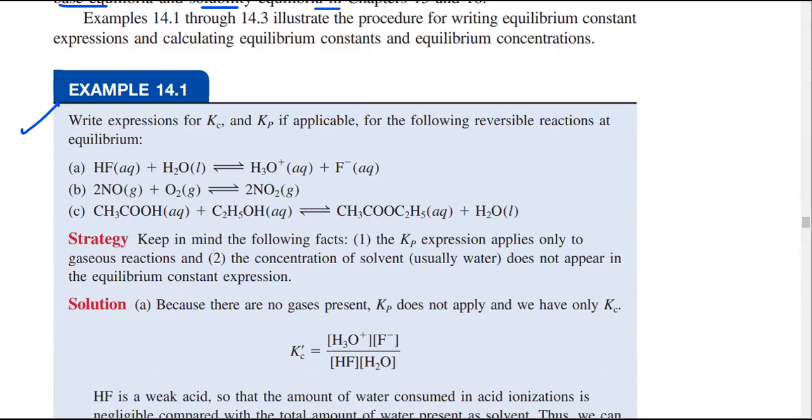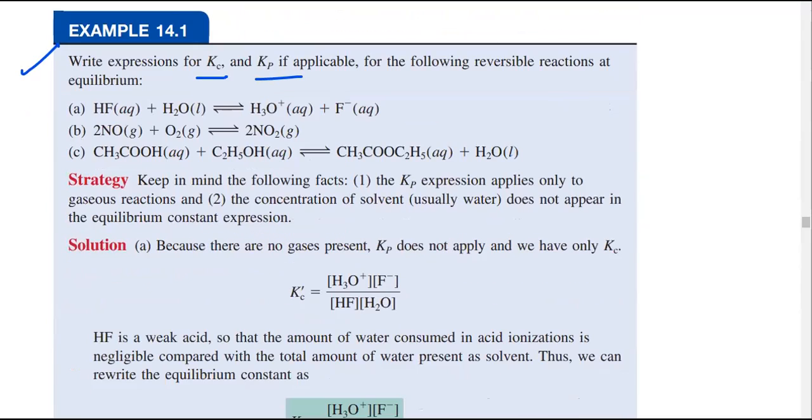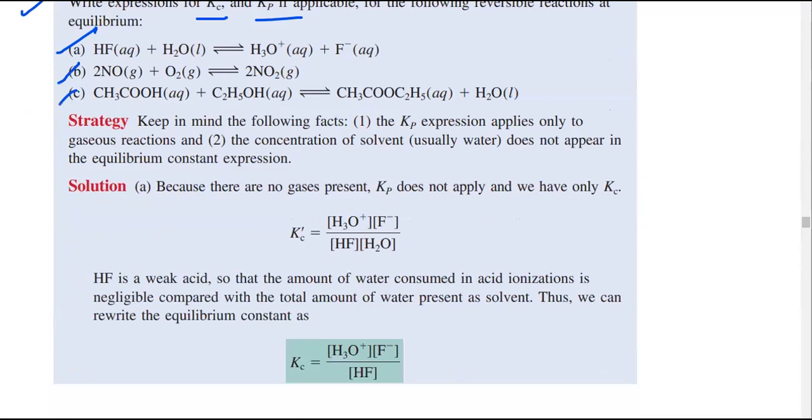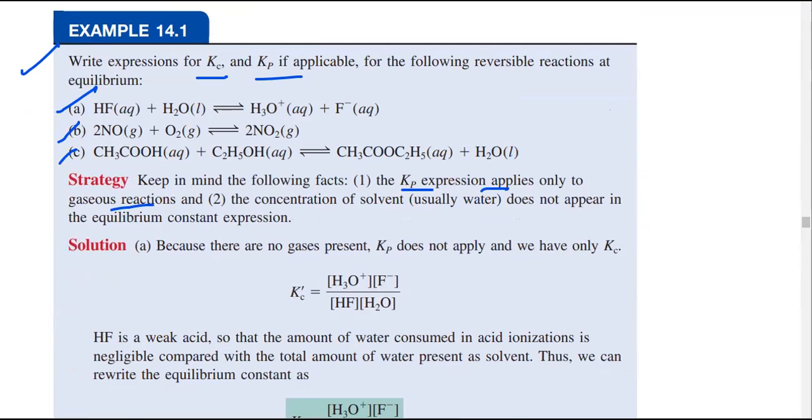Example: here is an illustration discussing the equilibrium constant. Write the expressions for Kc and Kp, if applicable, for the following reversible reactions. First, HF plus H2O gives H3O plus and F minus. The second is 2NO plus O2 gives 2NO2. The third is acetic acid with ethyl alcohol forming ethyl acetate and water. The strategy, keep in mind: for the first one, the Kp expression applies only to gaseous reactants. Second, the concentration of solvent does not appear in the equilibrium constant expression. They have given H2O in the first equation, so that won't come into the equilibrium expression.